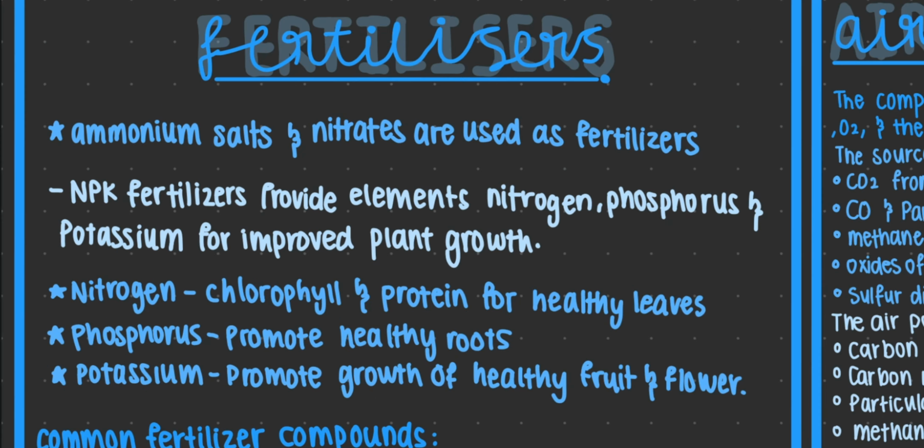Now, we just did talk about fertilizers, but what exactly are fertilizers and what are they made out of? Ammonium salts and nitrates are used as fertilizers, and NPK fertilizers provide elements like nitrogen, phosphorus, and potassium for improved plant growth. You don't need to know the exact functions of each and every single element in this. However, it is good to have a bit of knowledge.